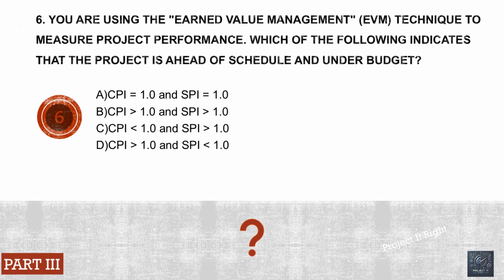Six. You are using the Earned Value Management, EVM, technique to measure project performance. Which of the following indicates that the project is ahead of schedule and under budget? A. CPI equals 1.0 and SPI equals 1.0. B. CPI greater than 1.0 and SPI greater than 1.0. C. CPI less than 1.0. D. CPI less than 1.0 and SPI less than 1.0.